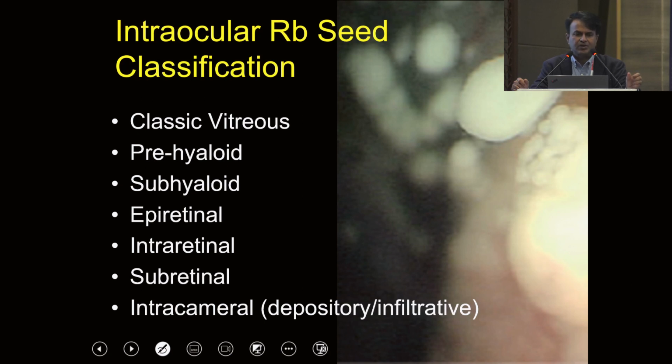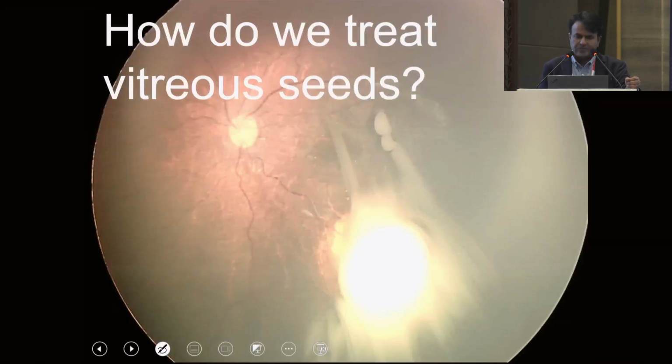We call them intraocular seeds. The classic vitreous seeds, which you always knew about. Then there are prehyaloid, subhyaloid, epiretinal, intraretinal, and subretinal seeds, which is guided by OCT. And intracameral seeds have been further categorized as depository, which walk through the zonules and come into the anterior chamber, or infiltrative, which come contiguously infiltrating the ciliary body, peripheral iris, and the anterior chamber angle. There's a difference in prognosis between these types of seeds.